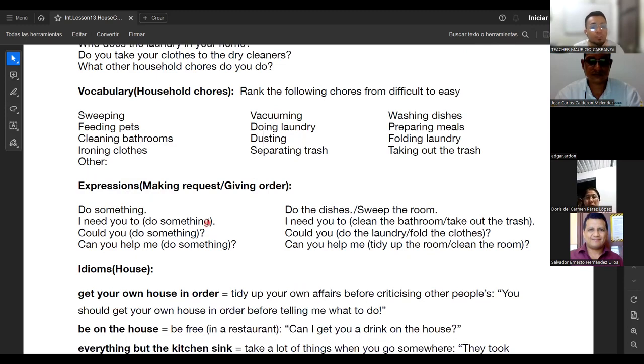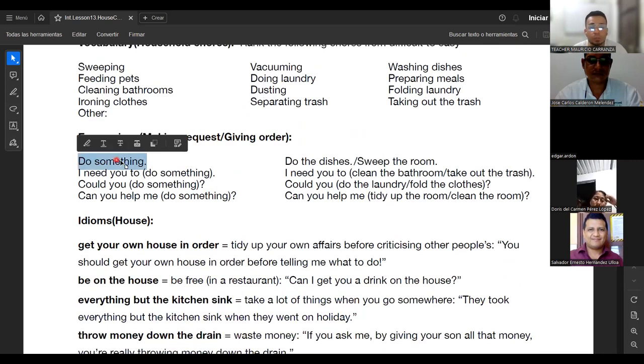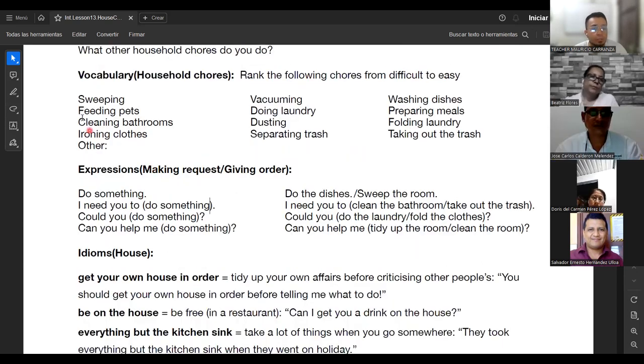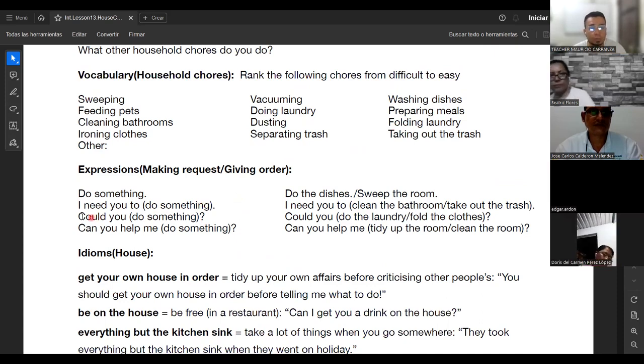Okay, then we have some expressions for making requests or giving orders. Repeat after me. Do something. I need you to. Then you add any of these, like I need you to feed the pets. I need you to do the dusting. I need you to fold the laundry, etc. You're asked to do something. Could you do something? Can you help me do something? It can be any of these, right?